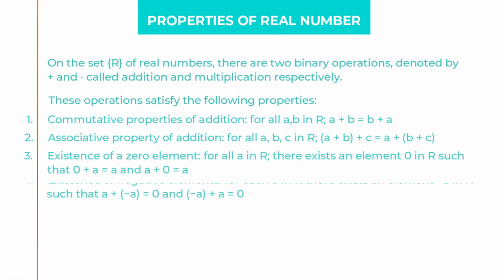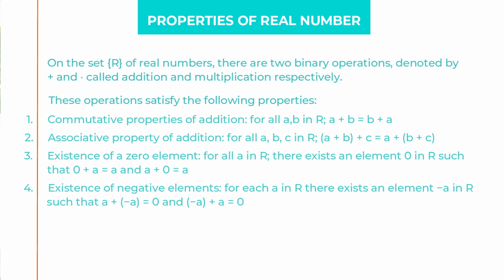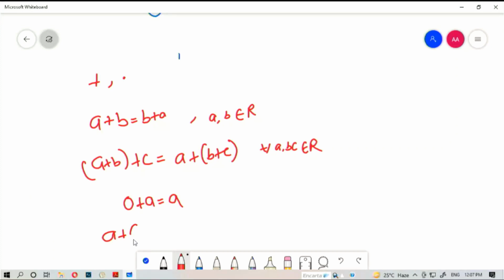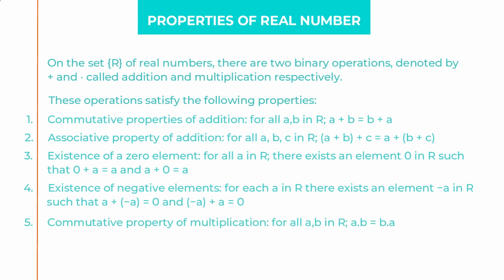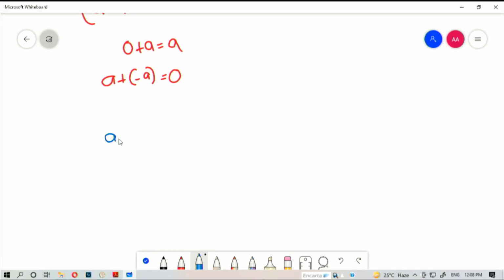And the fourth property is that for each a in R, there exists an element negative a in R such that a plus minus a, and of course this will give us 0. That means there's a presence of a negative element in R. And the fifth property, which is that of multiplication, we have a multiplied by b to give us b multiplied by a, which is the commutative property of multiplication.